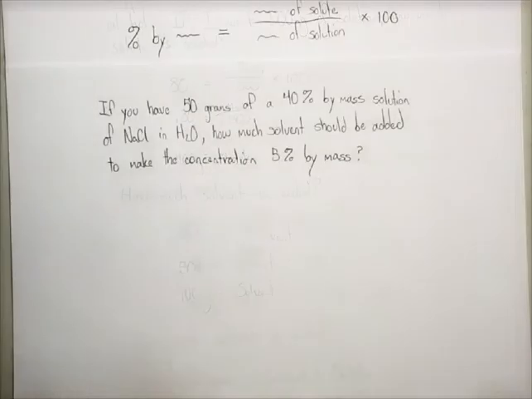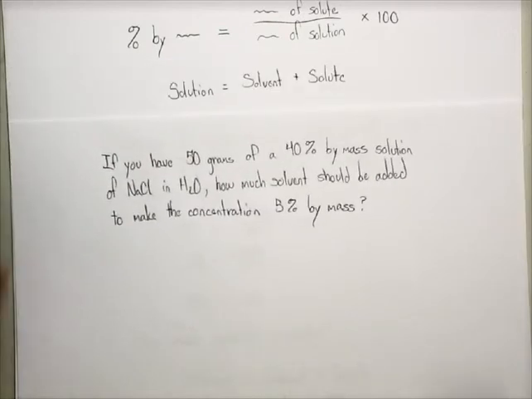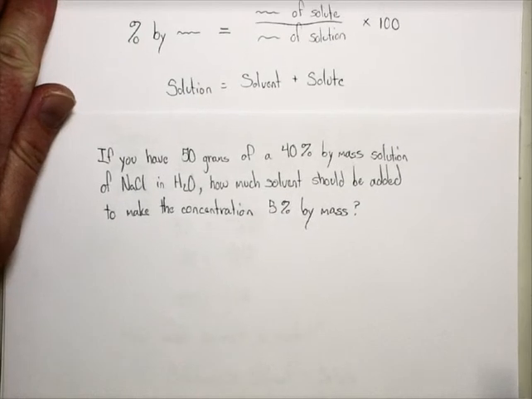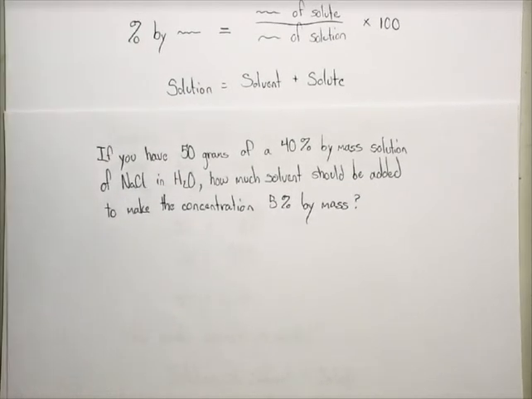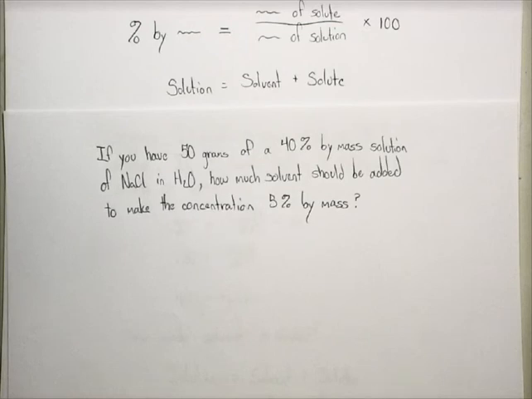All right, now we're going to look at a slightly related problem. Again, it's always going to be these two equations that you're using to solve any of these problems. So let's look at this situation. We've got 50 grams of 40% by mass solution of salt in water. How much solvent, that is water, should be added to make the concentration 5% by mass? This process is called a dilution. We're adding more solvent to reduce the concentration of our solution.